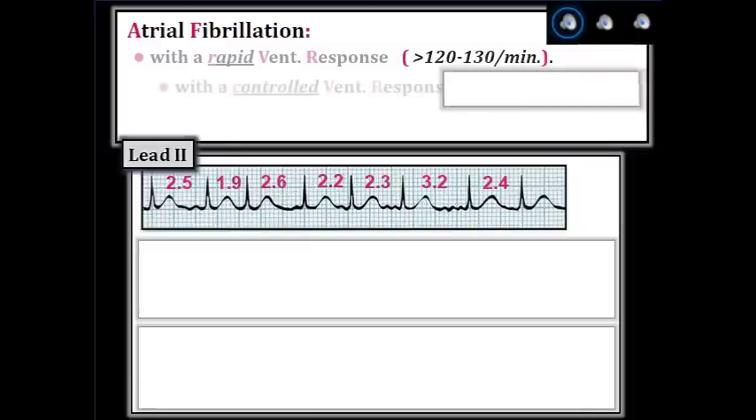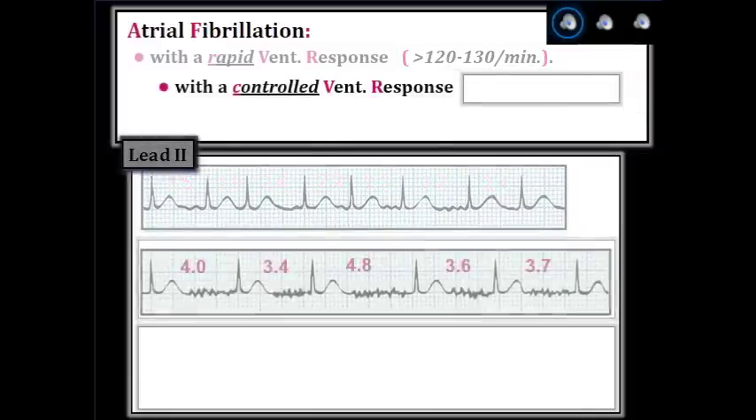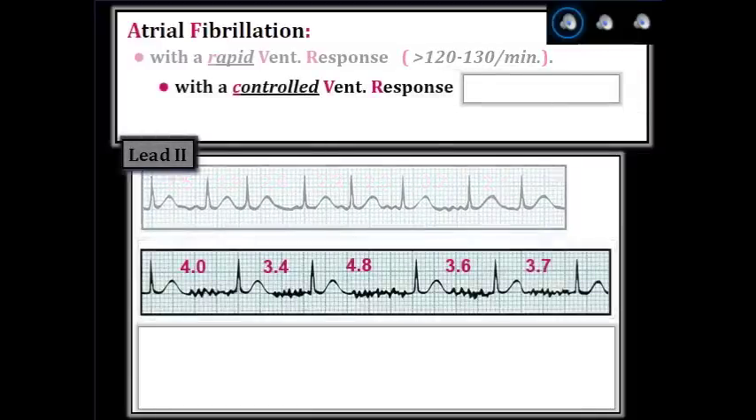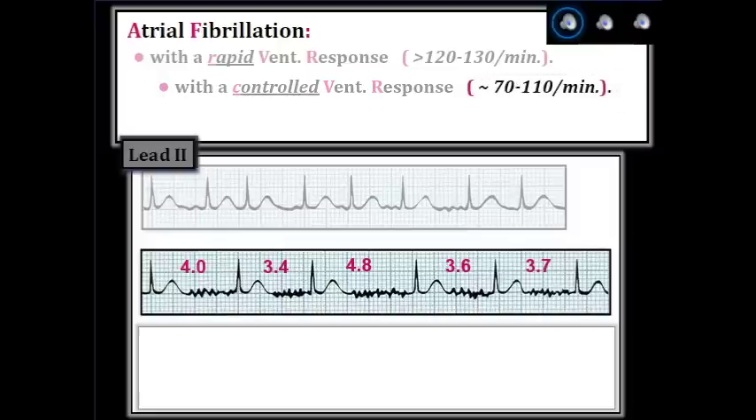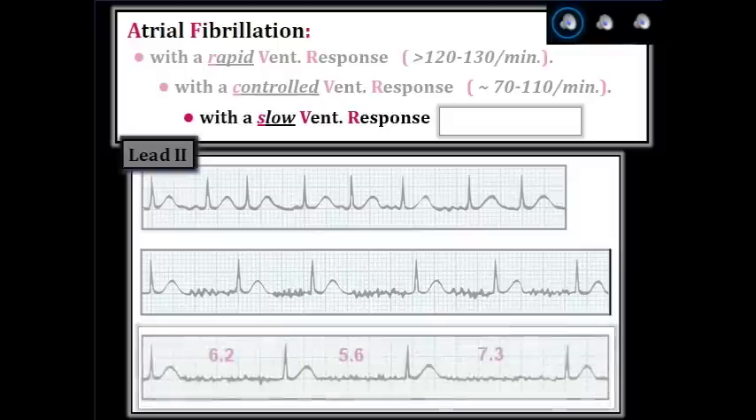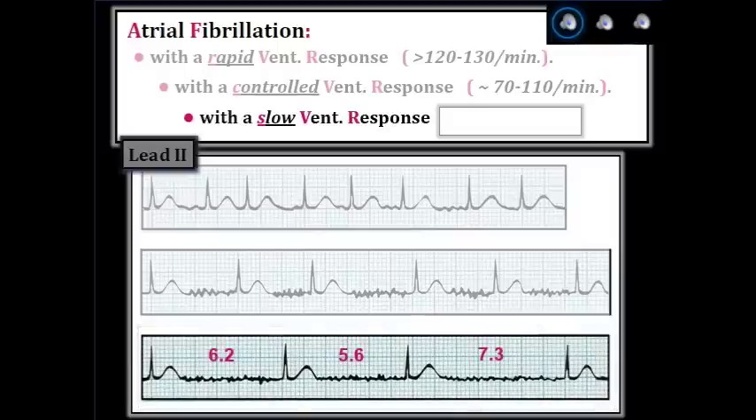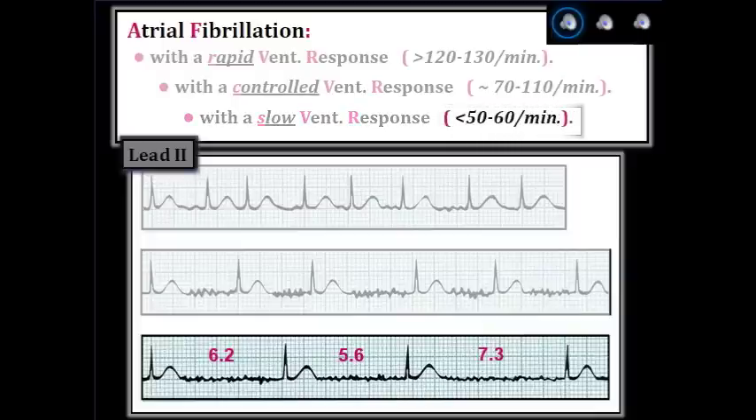In contrast, this is AFib with a controlled ventricular response, in which most R2R intervals are between 3 to 4 or so large boxes in duration, which corresponds to a ventricular rate range that generally falls between 70 to 110 per minute. At the other end of the spectrum, this is AFib with a slow ventricular response, which corresponds to an average rate below 50 to 60 per minute.